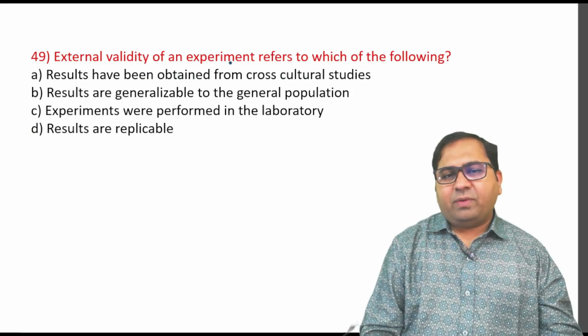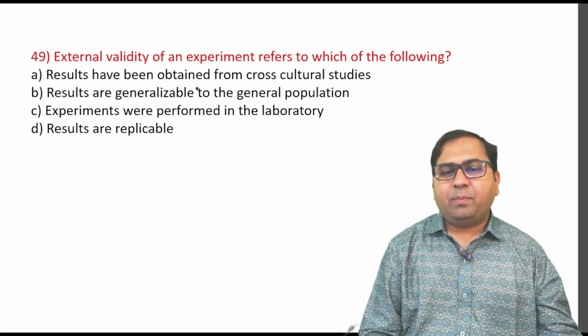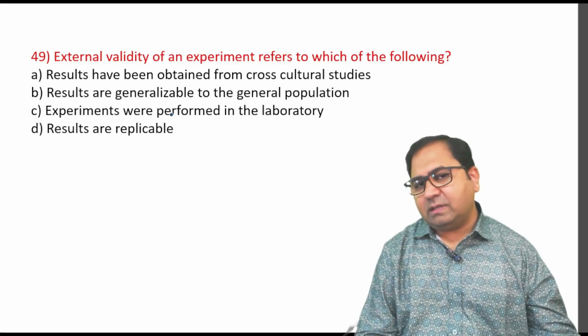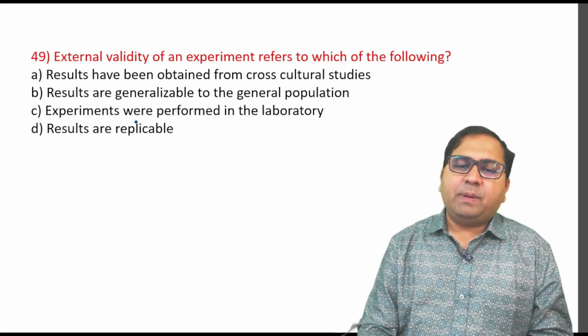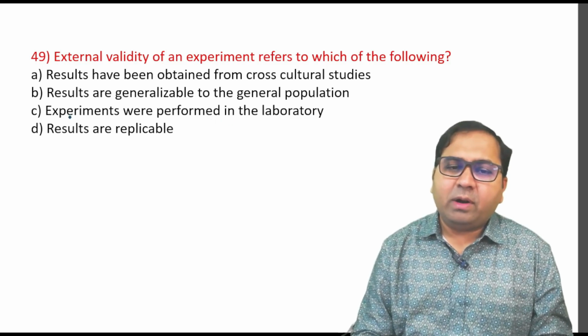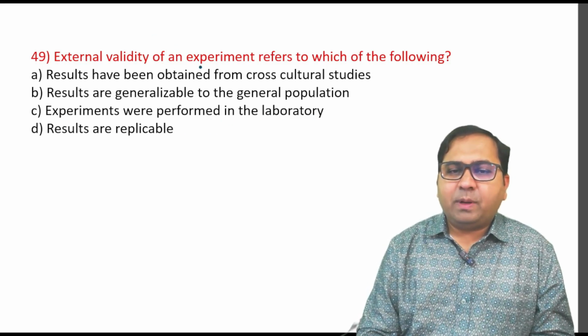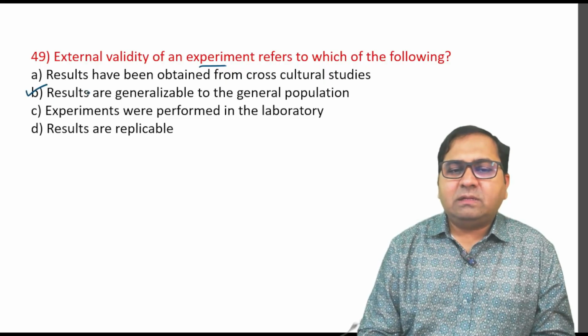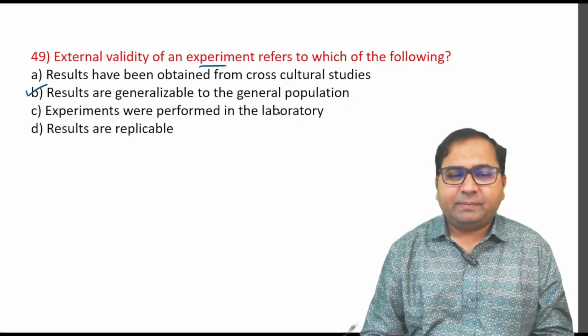External validity of an experiment refers to which of the following? Options are A. Results have been obtained from cross-sectional studies. B. Results are generalizable to the general population. C. Experiments were performed in the laboratory. Or D. Results are replicable. So, external validity of an experiment refers to B. That is, results are generalizable to the general population. Please remember this point.